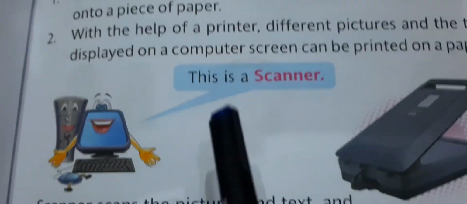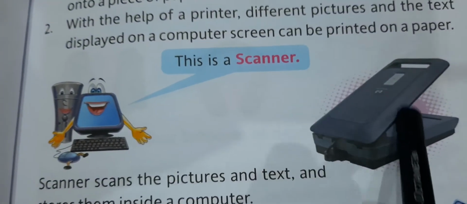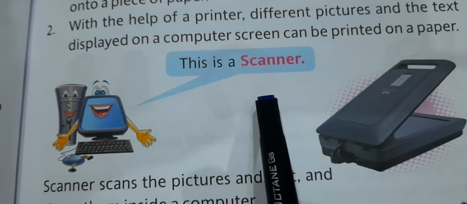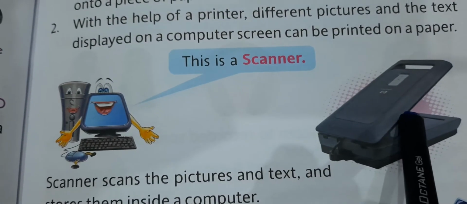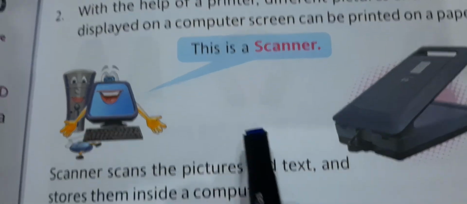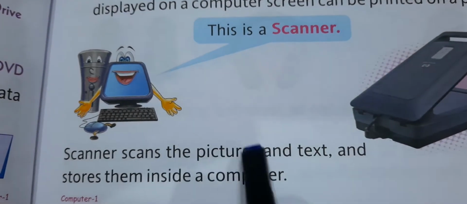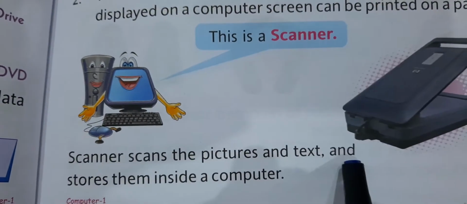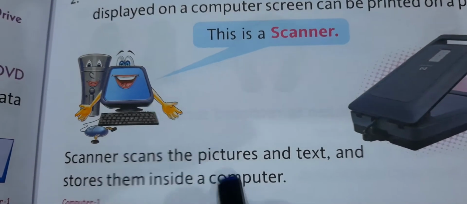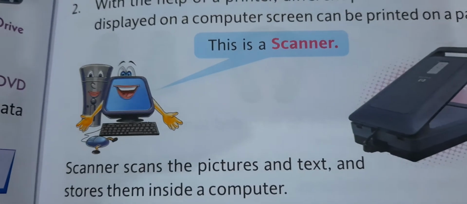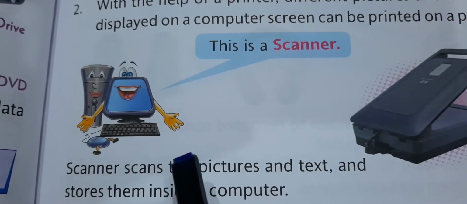Fine. Now this is a scanner. This is the picture of a scanner. You have studied about a scanner earlier also. Now let's see in detail what is the use of a scanner. Scanner scans the pictures and the text and stores them inside a computer. The work of a scanner is opposite to the work of printer.